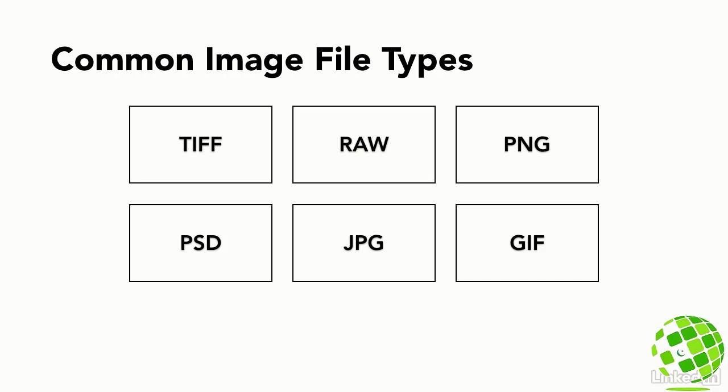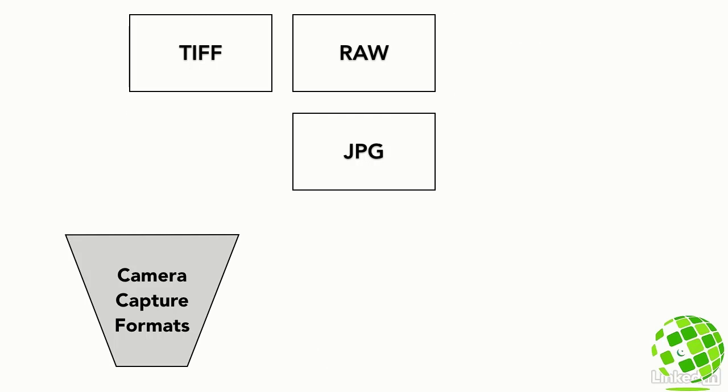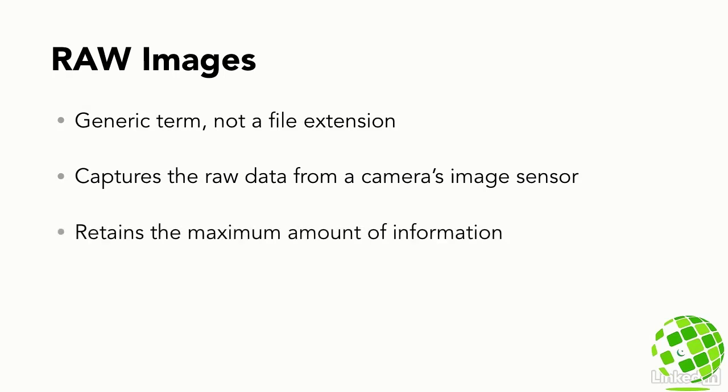An easy way to think of these is to place them in one of three buckets: camera capture formats, working asset formats, and compressed asset formats. Camera capture formats are simply the files that are saved by your camera. These will typically be in a RAW format or a TIFF or a JPEG file. RAW is a generic term that means a file format that captures the actual raw data coming off of your camera's sensor. Now, raw images retain the maximum amount of information captured by your camera's sensor.